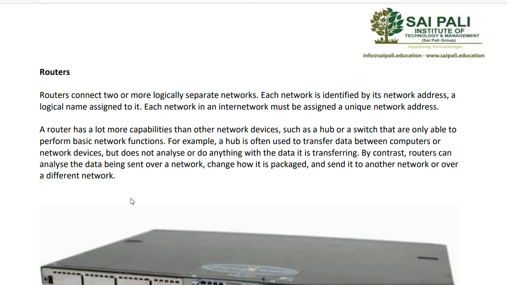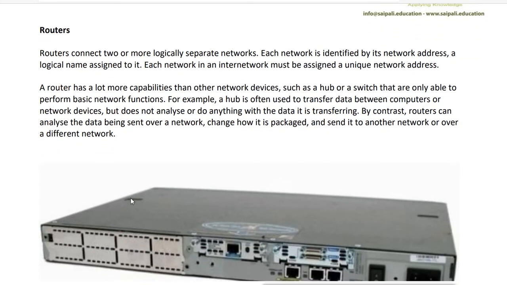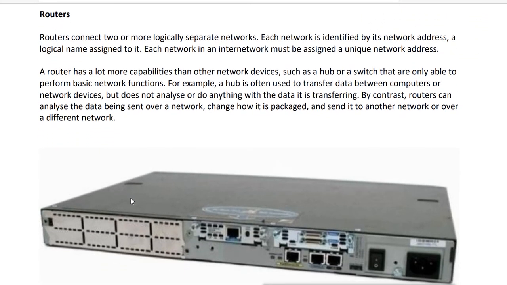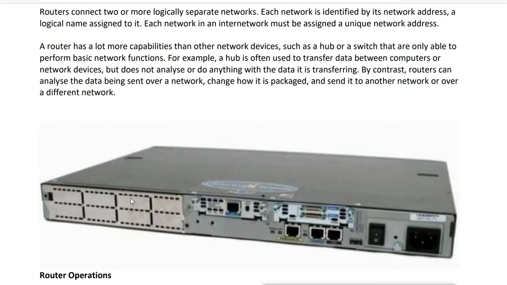For example, a hub is often used to transfer data between computers or network devices but does not analyze or do anything with the data it is transferring. By contrast, the router can analyze the data being sent over a network, change how it is packaged and send it to another network or over a different network. So the router can do more than the normal devices, switches and hubs. It can verify and check the data, and it sends the data from one segment of a network to other segments. So if we have two segments of network and you want to connect them, then you can use the router, and it can also analyze the data.